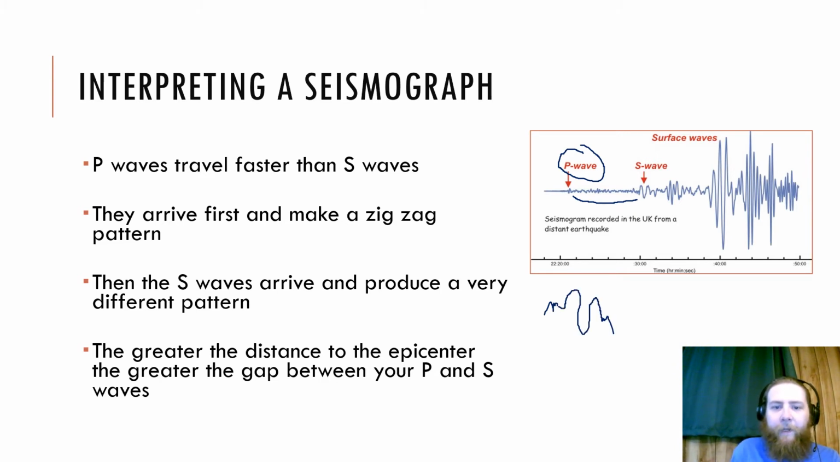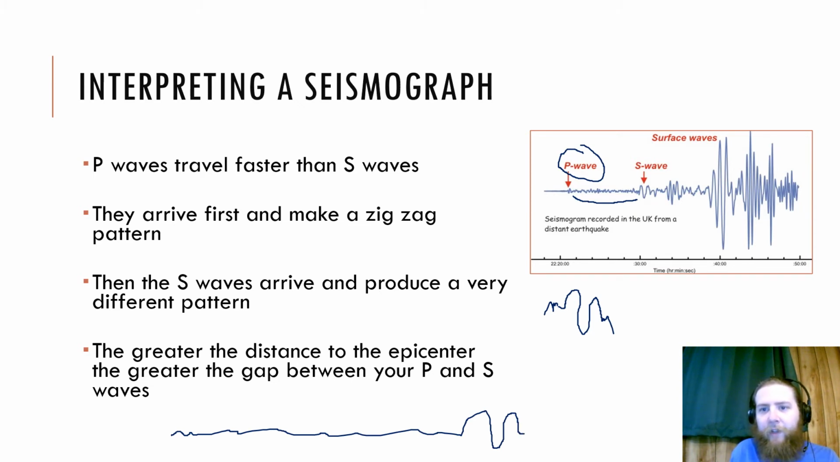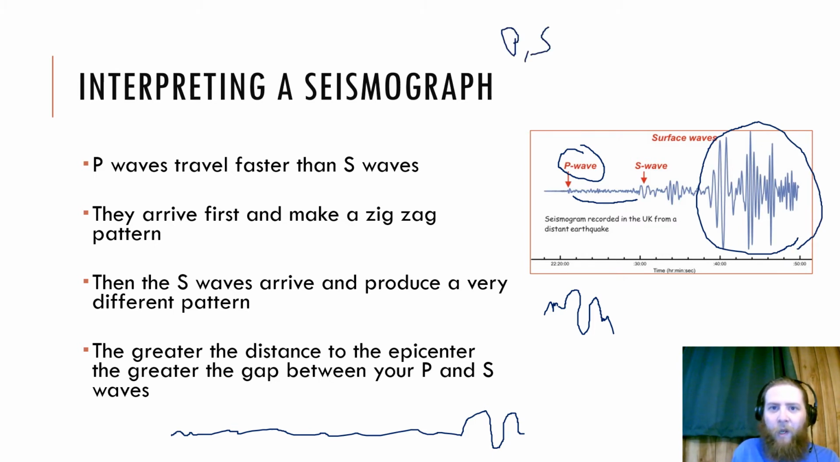Or if they're really, really far away, it might go P, P, P, P, P, and then S waves all the way out here. And then the surface waves are much bigger. They're moving the surface around, so thereafter they're slower. Remember, it's P waves, then S waves, then Love waves, then Rayleigh waves.